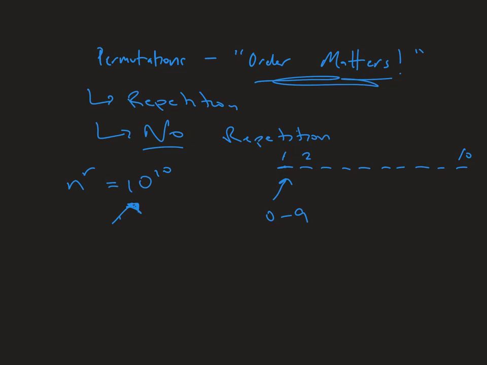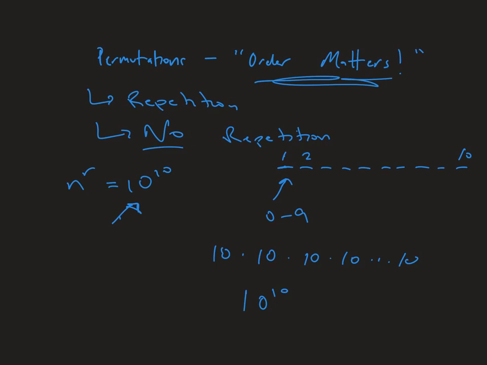It's just 10 for the first time, that's how many choices, times how many choices do we have for the second? 10. How many choices do we have for the third? 10. How many choices do we have for the fourth? 10, and so on. So that's just how we get our formula, 10 to the 10th. So permutations are pretty simple with repetition.